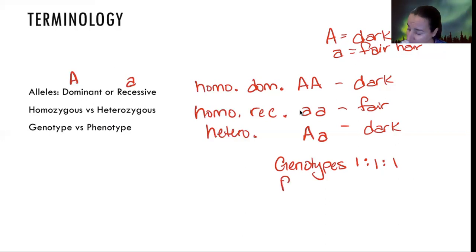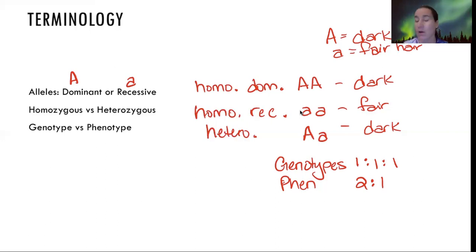With a phenotype ratio, we would say that it would be 2 darks to 1 fair hair, a 2-to-1 ratio, if we were looking at phenotypes. So just laying it out there. Genotypes are the genes that you have. They are what they are. So the genes are the genotype. The phenotype is what actually shows up.